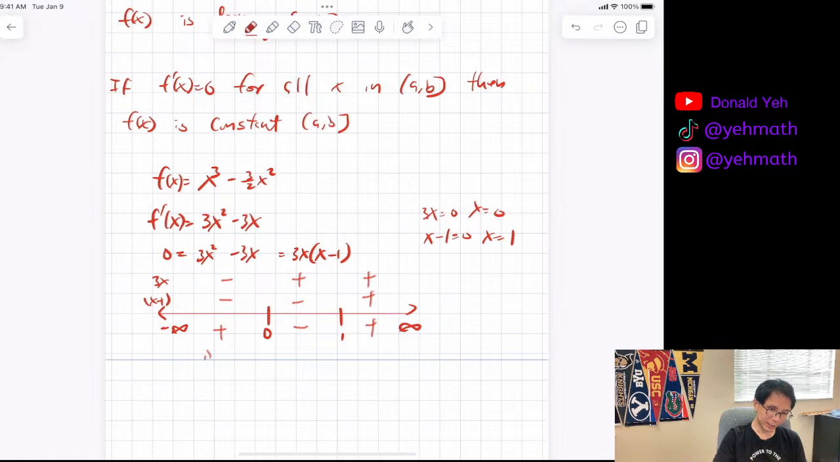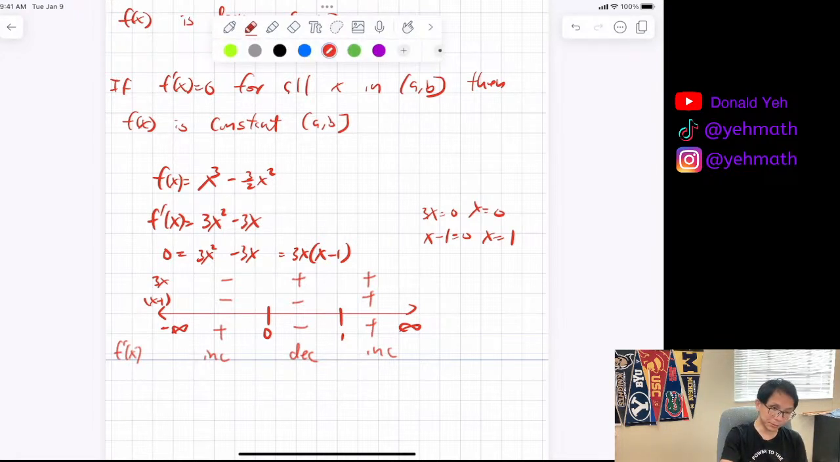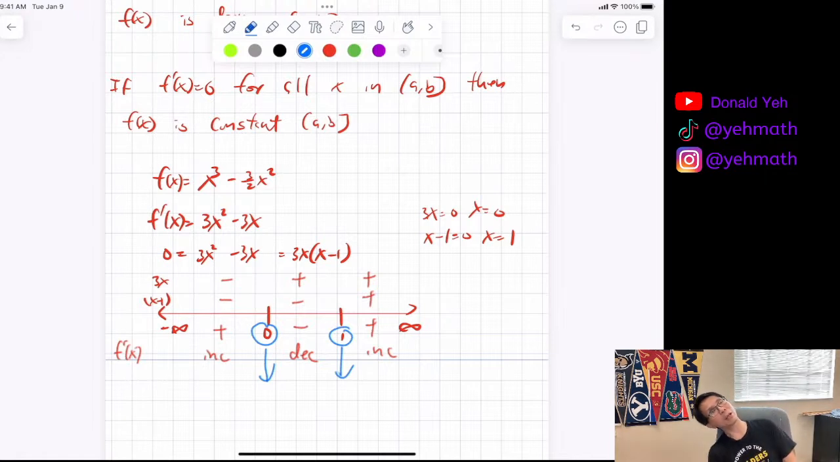And that's going to be increasing, decreasing, increasing. I write it down because this is f prime of x. Because f prime of x told me positive is increasing, negative is decreasing, and then increasing. Now let me ask you, what do you think happened at 0? And what do you think happened at 1? This is the first derivative test. What do you think 0 and 1 are?